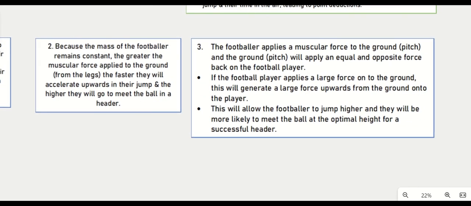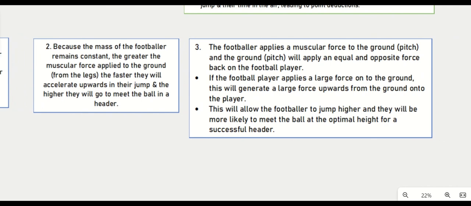And the third law, for every action there's an equal and opposite reaction. They apply a muscular force to the ground or the pitch, and the pitch applies an equal and opposite force back onto the football player. If they apply a large force down, they'll generate a large reaction force upwards from the ground onto them, allowing them to jump higher and be more likely to meet the ball at the optimal height for a successful header.